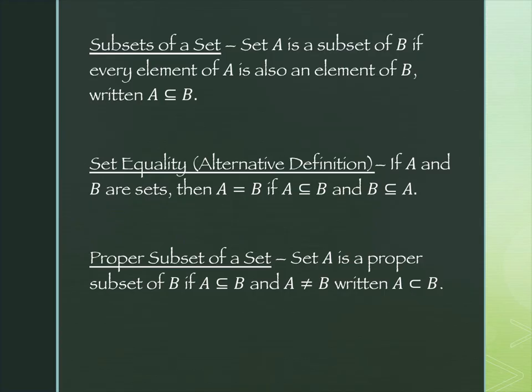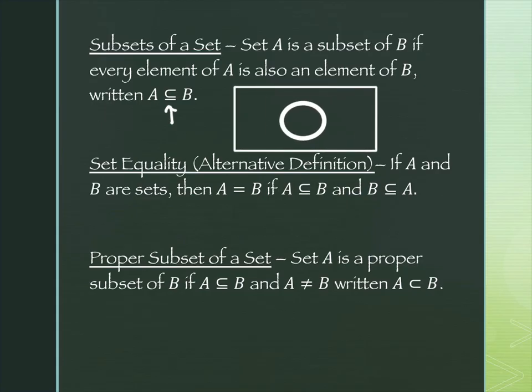And the notation is that it's written with this sort of squished C, is sort of what it looks like, right here, and a line underneath it. So A is contained in, or it's a subset of B. Now, picture-wise, in terms of Venn diagrams, it looks something like this. So we have these embedded circles.